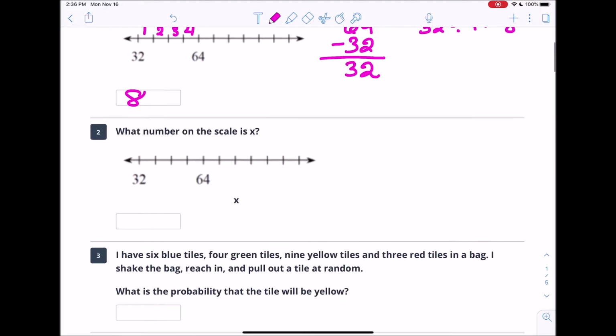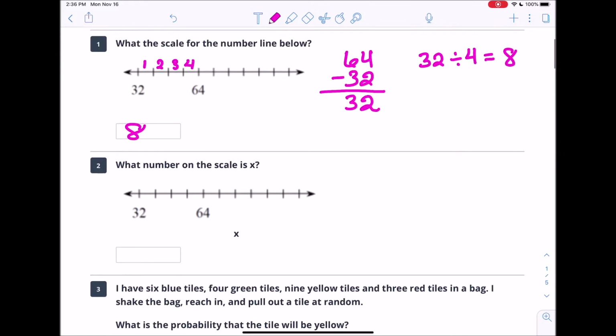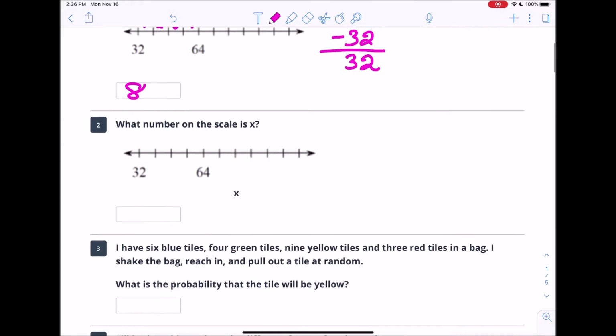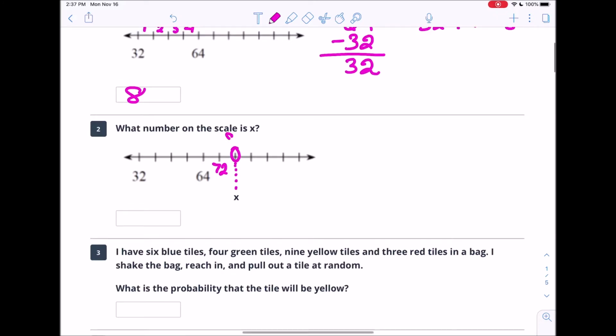Now, for number 2, it says, what number on the scale is X? So notice it's the same number line as number 1, but instead of finding out how much the tick marks are going up by, they want to now know what this number is. Well, in number 1, we saw that the scale goes up 8 each time. So if I have 64, 64 plus 8 is going to be 72. And 72 plus 8 is going to be 80. So our answer is 80.